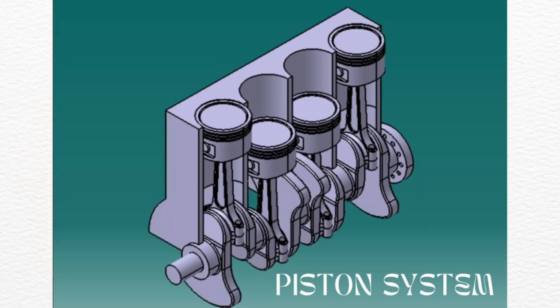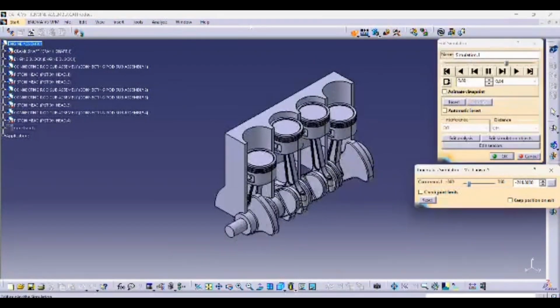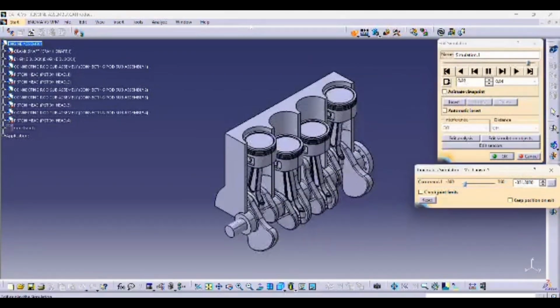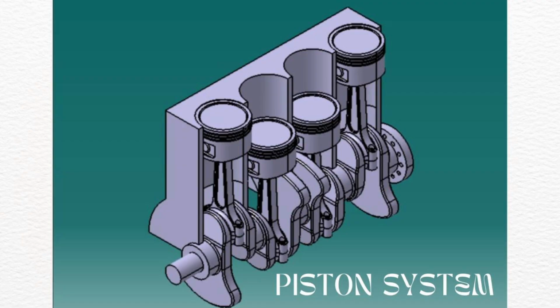The first one is the piston system. The dynamics of a piston system refers to how the piston and its connected parts move and interact during engine operation. Inside the cylinder, the piston moves up and down due to pressure from combustion or compression. This linear motion is transferred through a connecting rod to rotate the crankshaft, converting it into rotational motion.